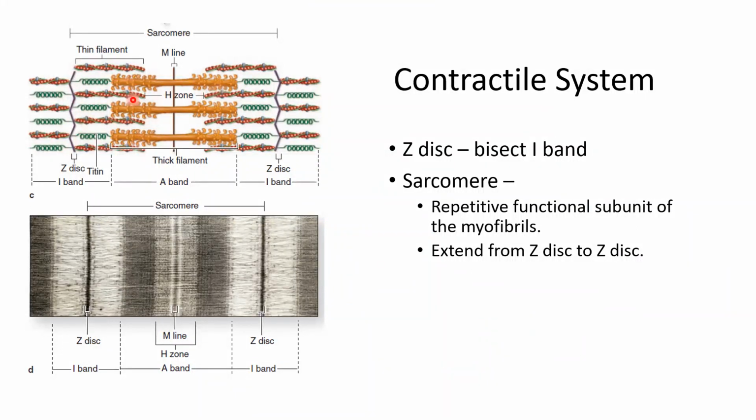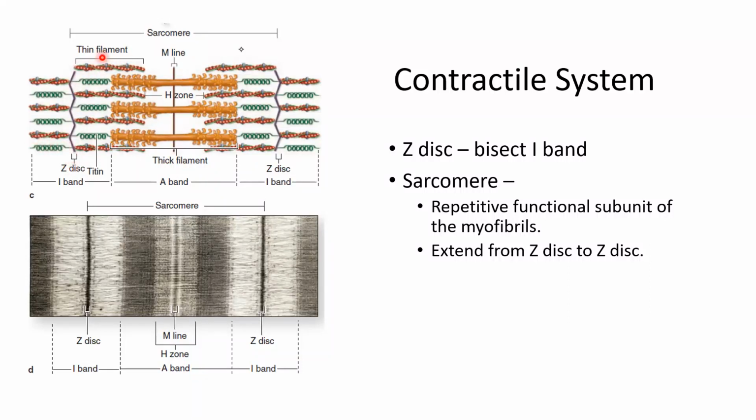And these are the myosin filaments. To describe this structure, the actin filaments are attached to a disc. This disc is called the Z disc. And the thick filaments are attached to a disc which is called the M line.